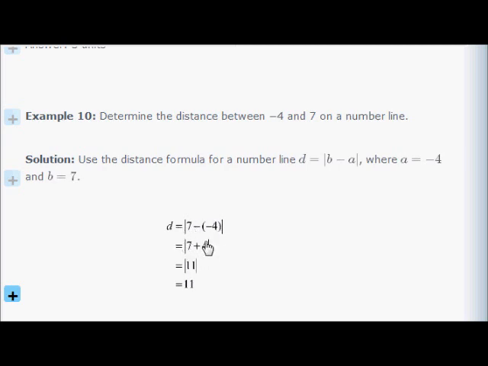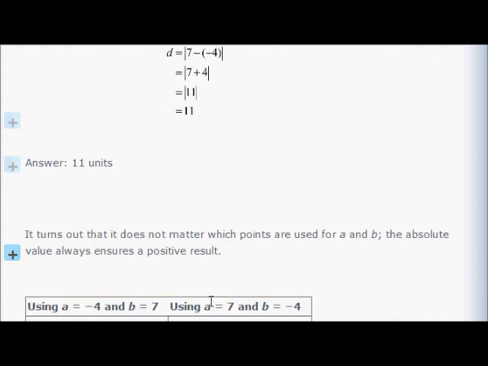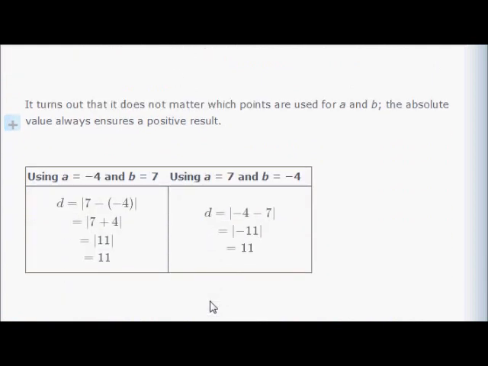So 7 minus negative 4 is the same as 7 plus 4. The negatives cancel out, okay? We want to take the absolute value of that difference, which is the absolute value of this sum over here. Absolute value of 7 plus 4 is absolute value of 11, which is 11. Okay. Now, here's an illustration showing what I was mentioning earlier, that it doesn't matter what order we put these in.